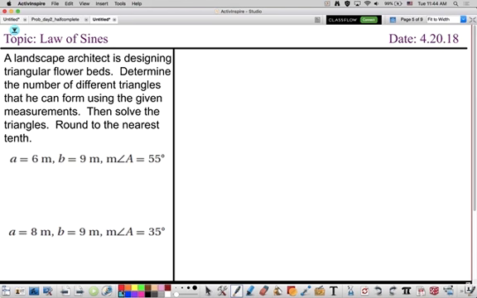Okay, thank you. You want to draw a picture until you get used to these problems. So let's draw a picture. This is the side I'm not telling you anything about. Here is the angle I'm telling you something about. Just call it A to make it easy. I'm telling you that angle is 55 degrees.